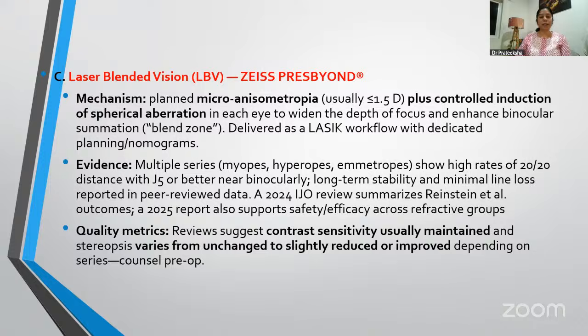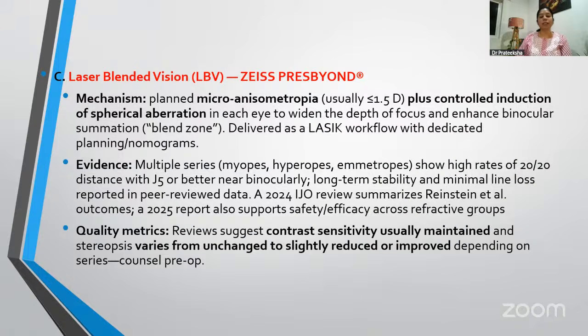Then we have laser blended vision, which is Zeiss PresbyOND. The mechanism is planning micro-anisometropia, usually less than 1.5 diopters, plus controlled induction of spherical aberration in each eye to widen the depth of focus. It enhances the binocular summation blend zone, delivered as a LASIK workflow with dedicated planning or nomograms.